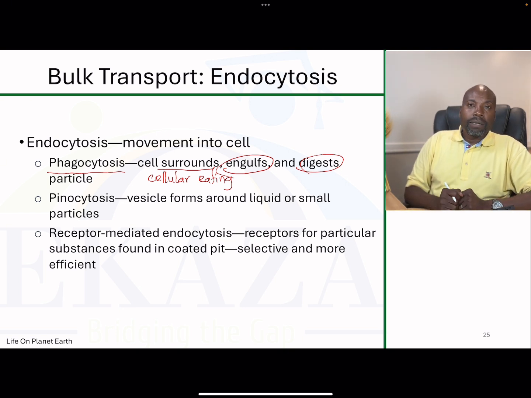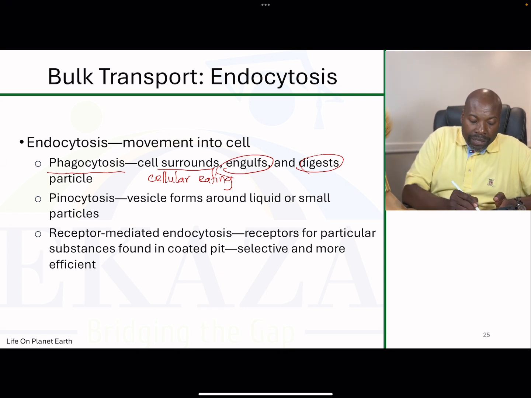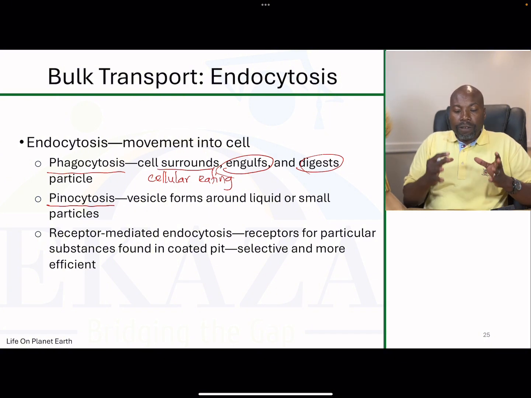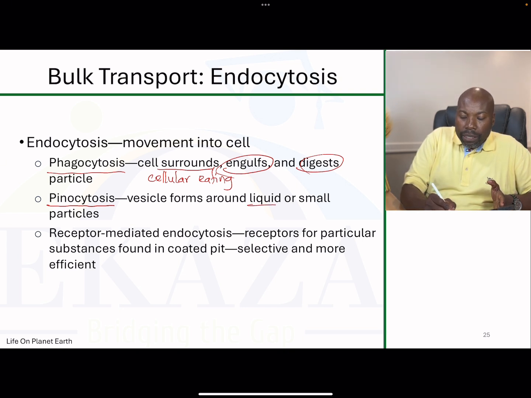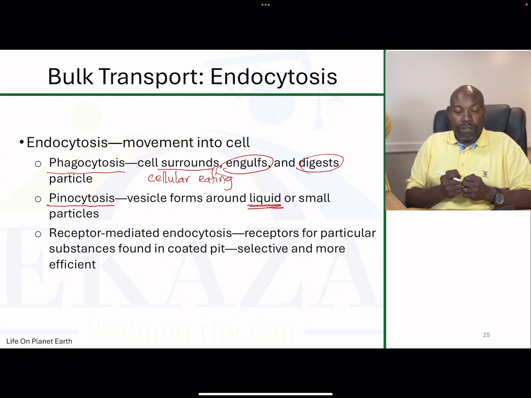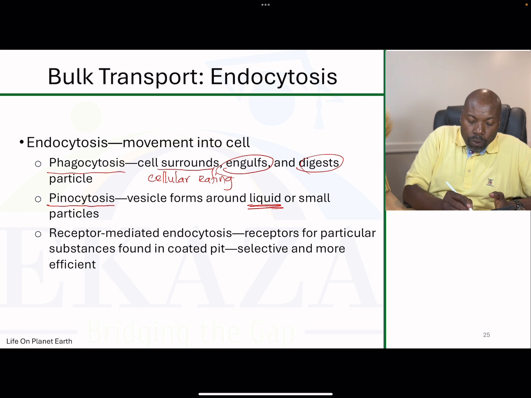The second type of endocytosis is pinocytosis. In the case of pinocytosis, we're going to have vesicles that are going to form around liquid substances, okay? And these liquid substances are going to be engulfed and brought in. This is also what we call cellular drinking.